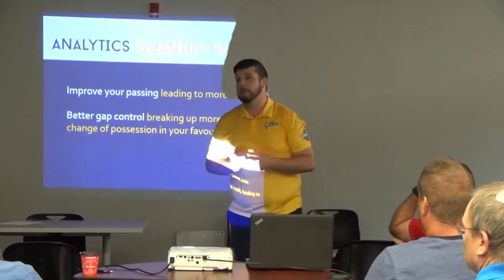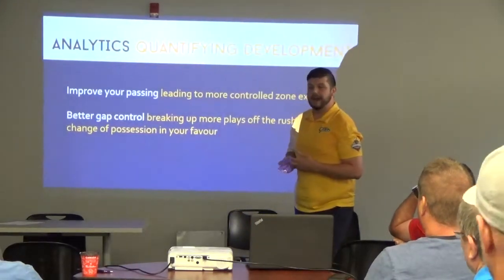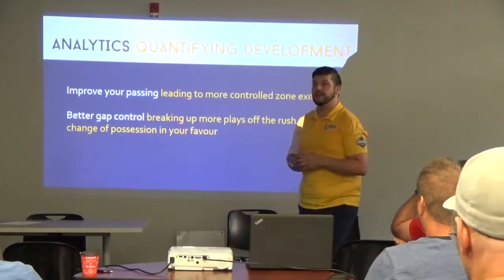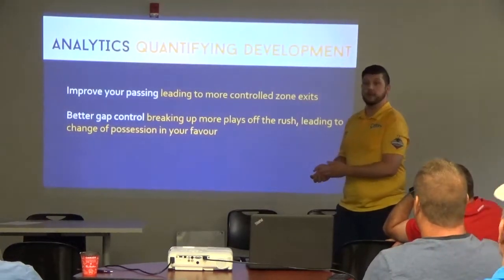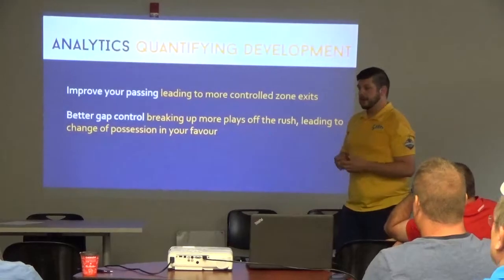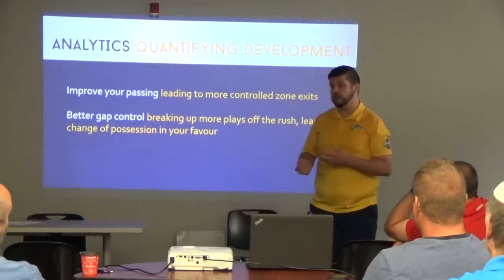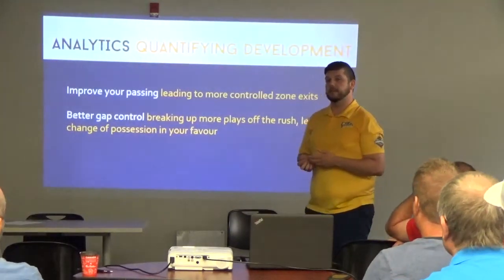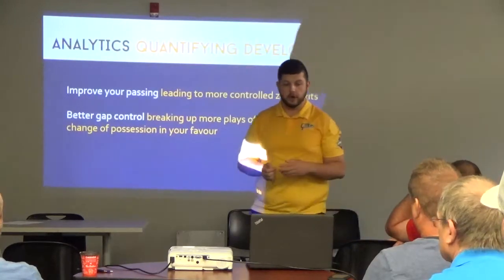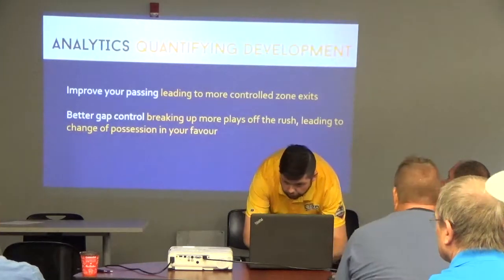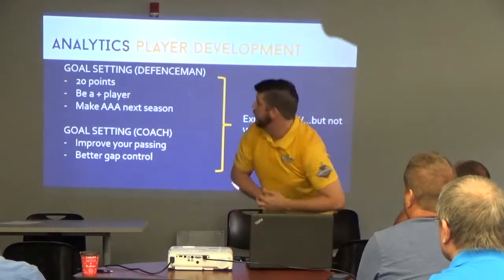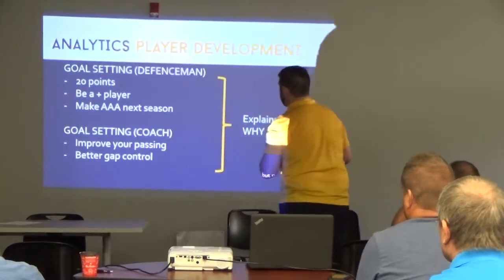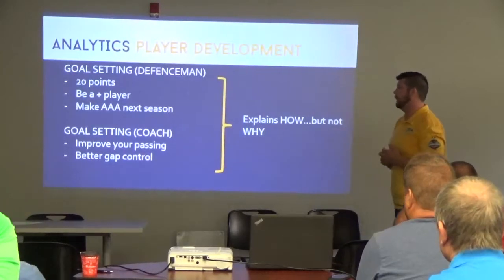Great kid. But if you look at the data after the game on a controlled zone exit, the guy's off the charts. Every time he gets the puck, he makes the first pass and we get out of the zone. And he's a plus player, he generates points, he doesn't look good, but the data says something different. So when you want to apply it to goal setting, we'll go back: 20 points, be a plus player, make triple A next season. Well, it's all part of the process.